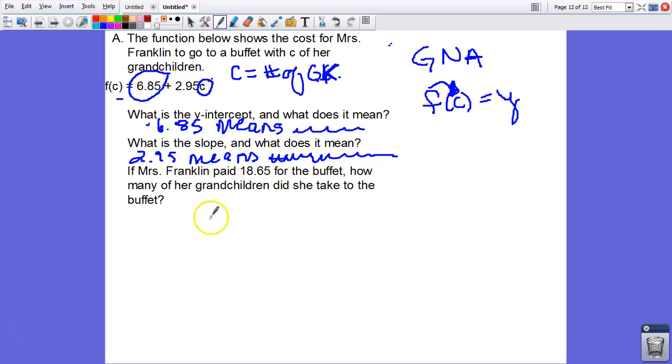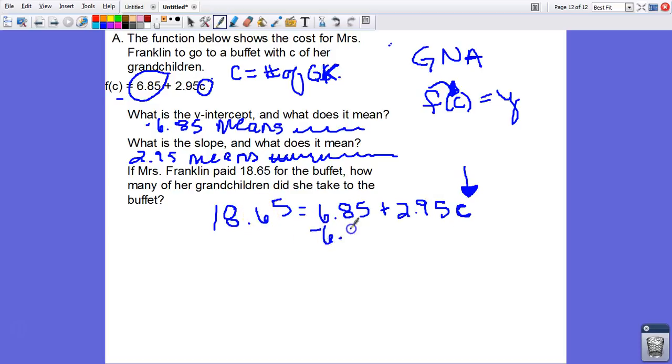This is going to be the total, so you can rewrite the equation. You're going to have to solve the equation. If it's $18.65 and it was $6.85 for just her and $2.95 for every grandkid, but children, that's what the C stands for. Grandchild. Then if you can get C by itself, you know how many kids she took to eat to pay $18.65.